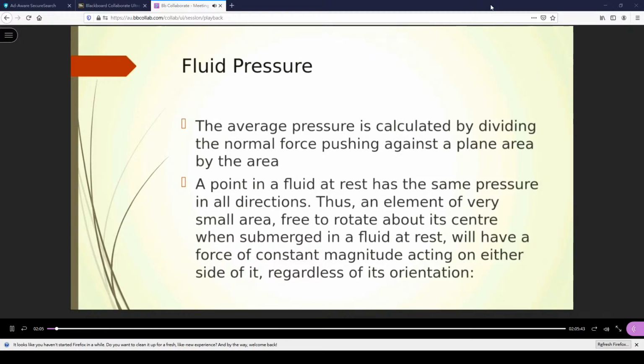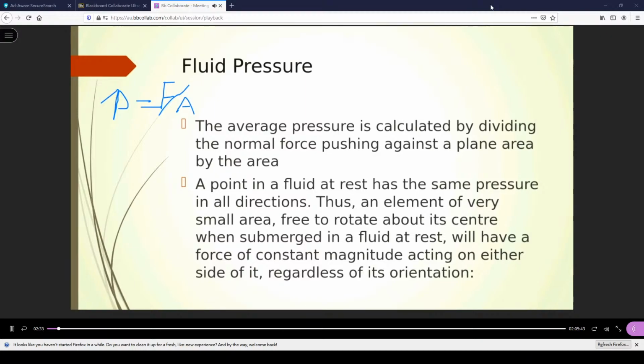So pressure equals force divided by the area. Nothing that difficult, right?